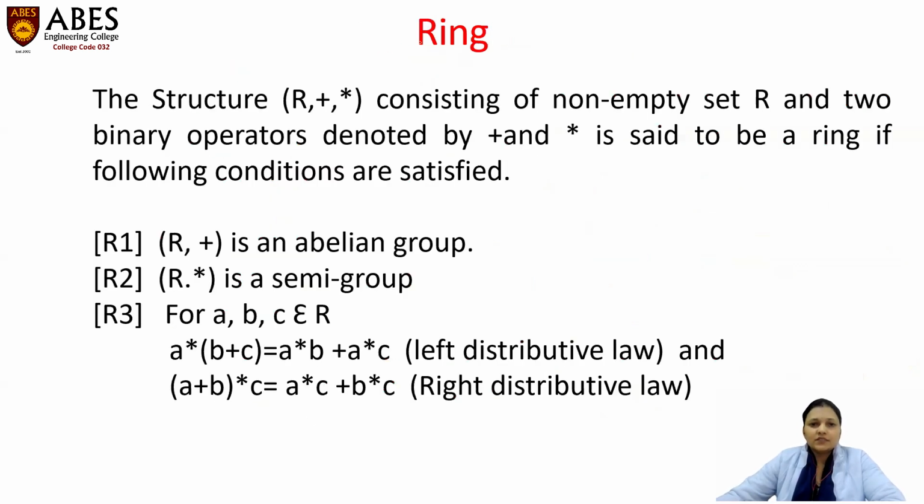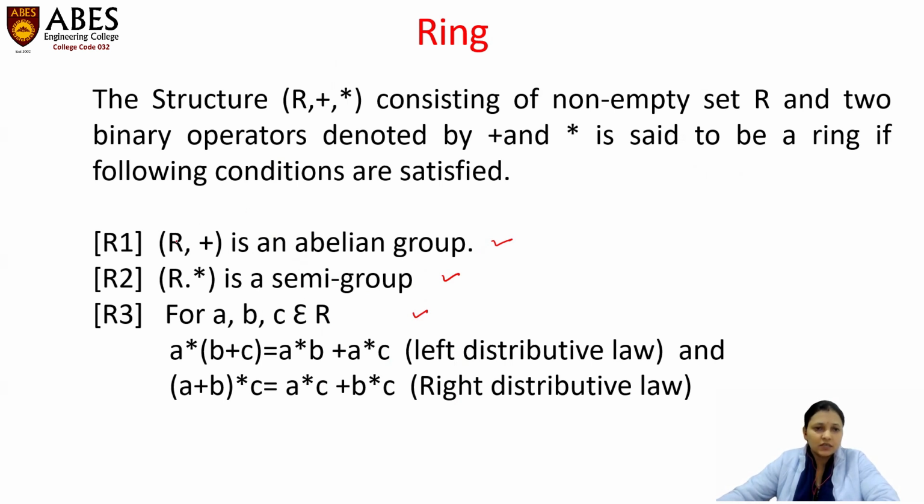Next is ring. What is a ring? The structure R is a non-empty set with a first operator and a second operator. These two operators are binary operators. The structure consisting of a non-empty set R and two binary operators denoted by plus and star is said to be a ring if these three conditions are satisfied. For a structure to be a ring, these three conditions should be satisfied.